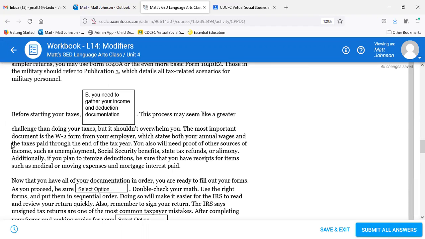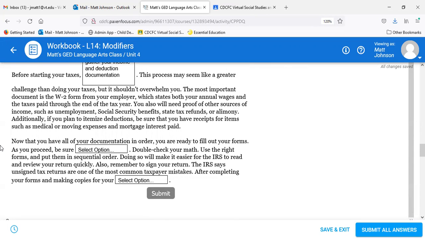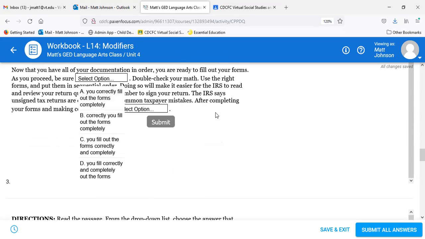Now that you have all of your documentation in order, you're ready to fill out your forms. As you proceed, be sure, Nilda, try that one. Sure.